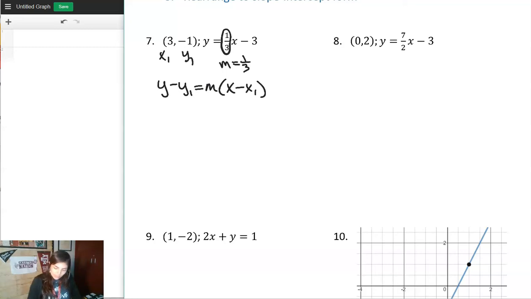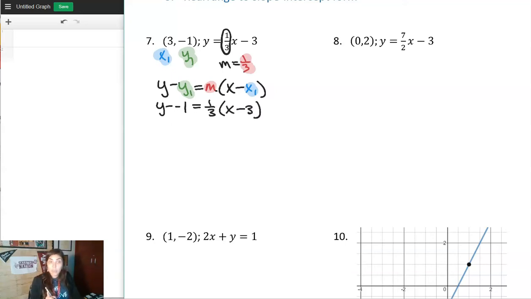All right, just like last time, you're going to take your slope and plug it in for m. You're going to take your x1 and plug it in for x1, and your y1 and plug it in for y1. Easy peasy, just as you are. So we have y minus y1, so that's y minus -1, equal to 1/3 times x minus 3.